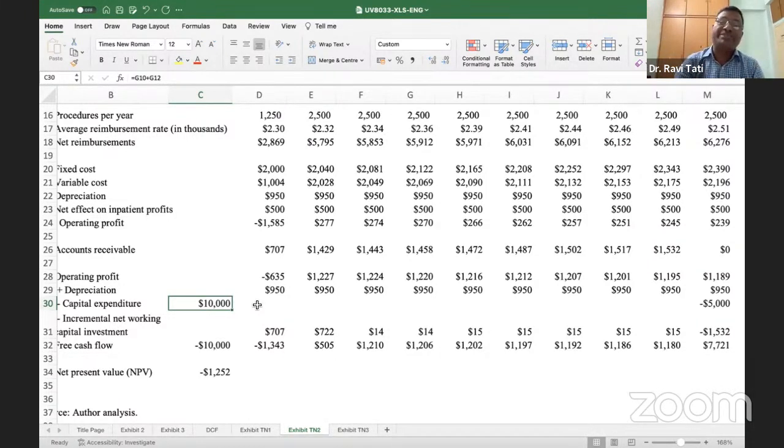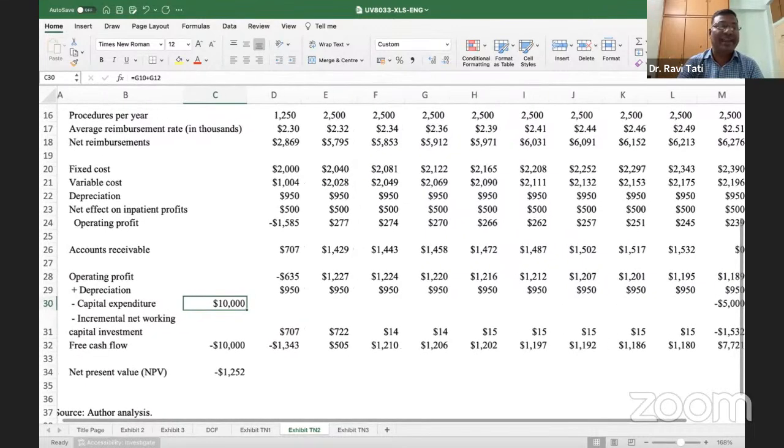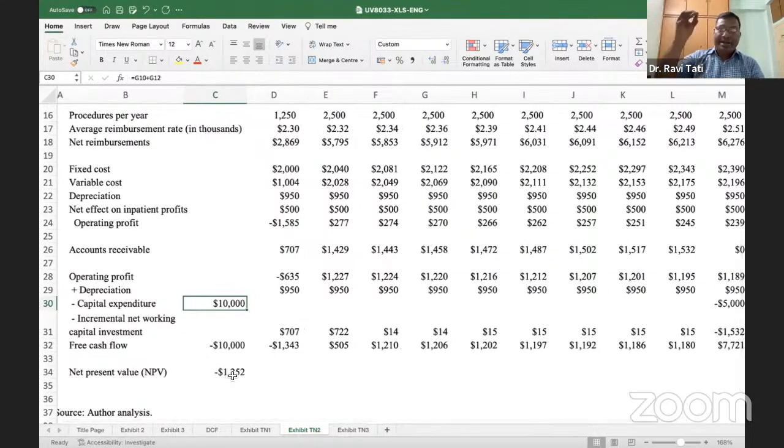What you have to do is discount the future cash flows, which you have done every year, and you have consolidated it, and then you deducted the initial investment from this revenue. Then you get the net present value. Discounted cash flows minus initial investment gives you the net present value. This net present value is negative here.